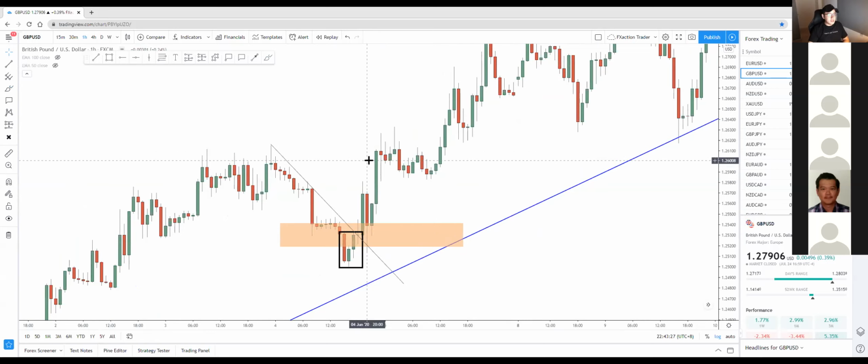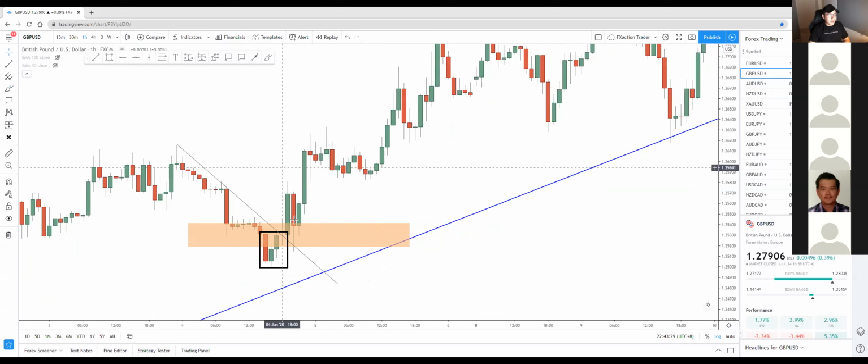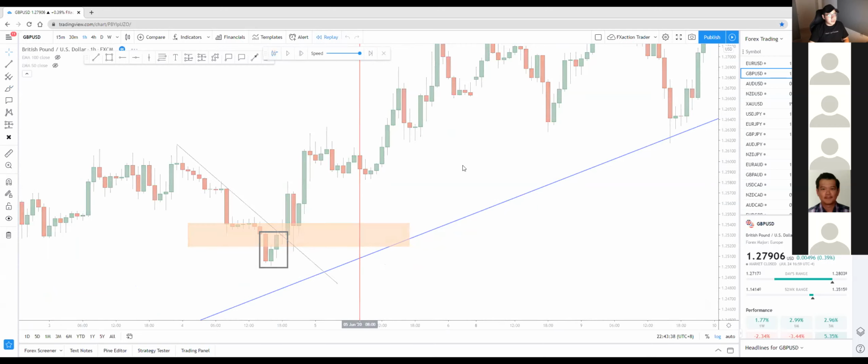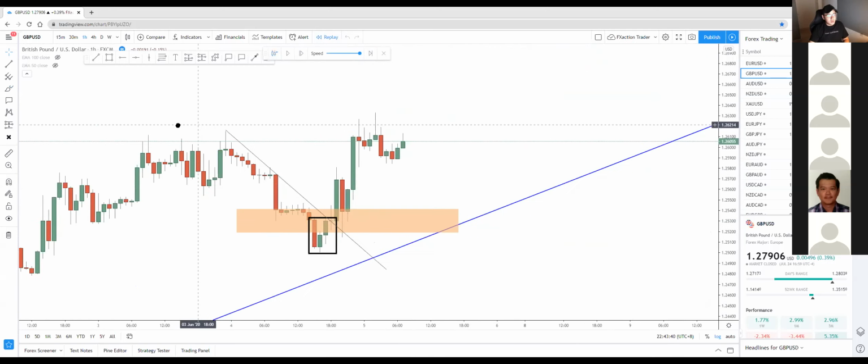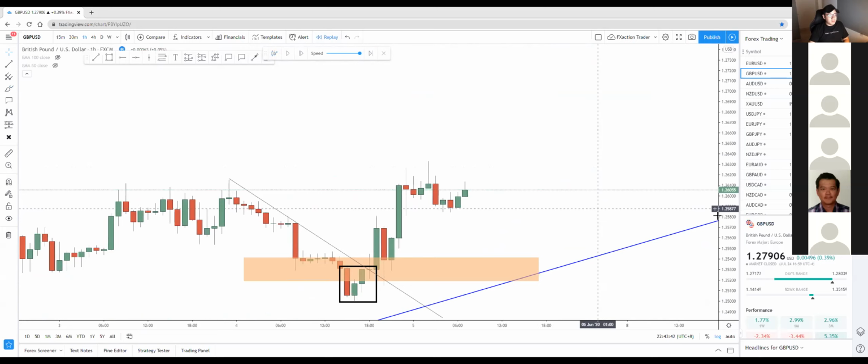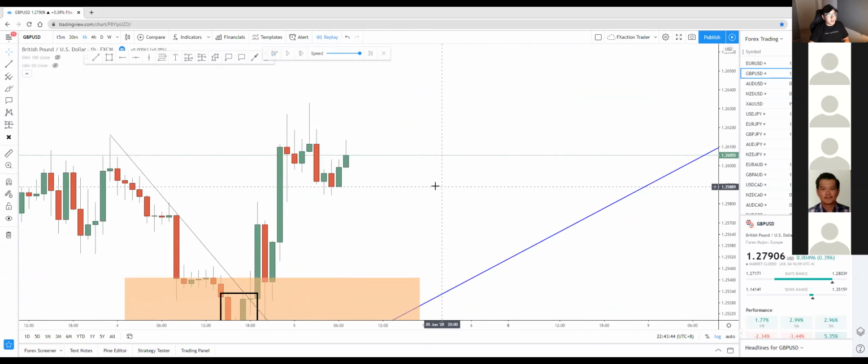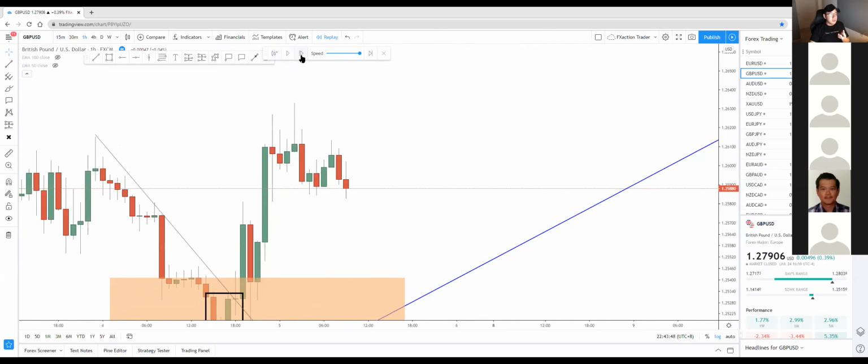In case let's say you may have missed out this entry, when you open up your chart, market is already somewhere around here. So what we do is we either wait for a pullback, or we wait for market to show us the chart pattern. So something like this.